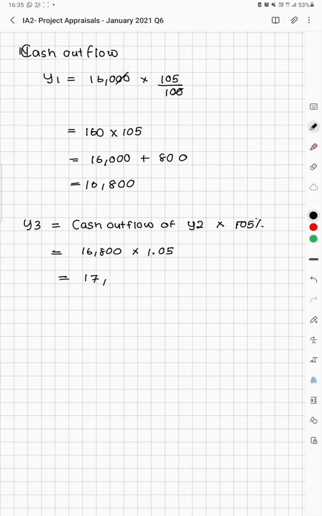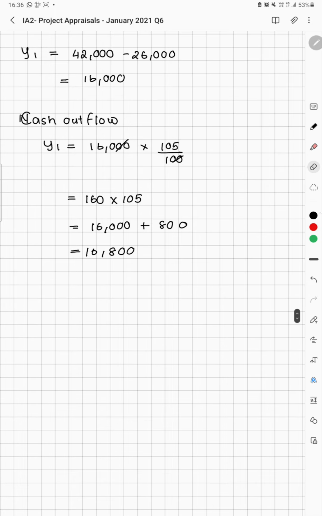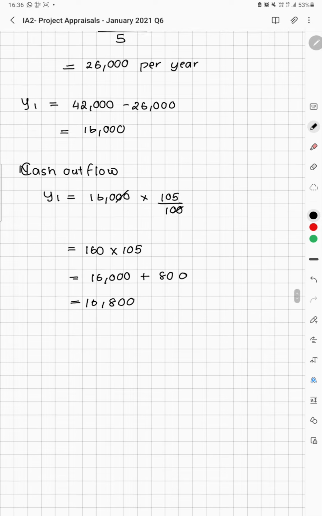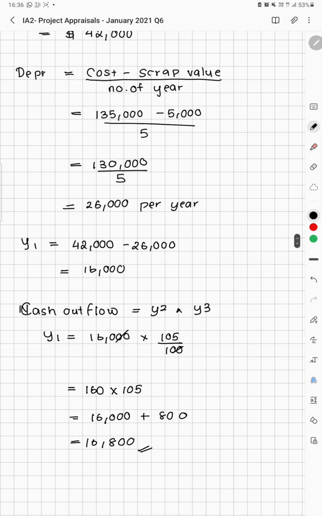Wait, I think we made a mistake here. In year 2 and year 3, extra cost excluding depreciation will be 5% higher each year than year 1. Oh, sorry. It will be 16,800 for both years, year 2 and year 3. Because it says in year 2 and year 3, the extra cost excluding depreciation will be 5% higher each year than year 1. So it doesn't say it increases every year. It says both years it will be 5% higher than year 1. So cash outflow in year 2 and year 3 will be 16,800.